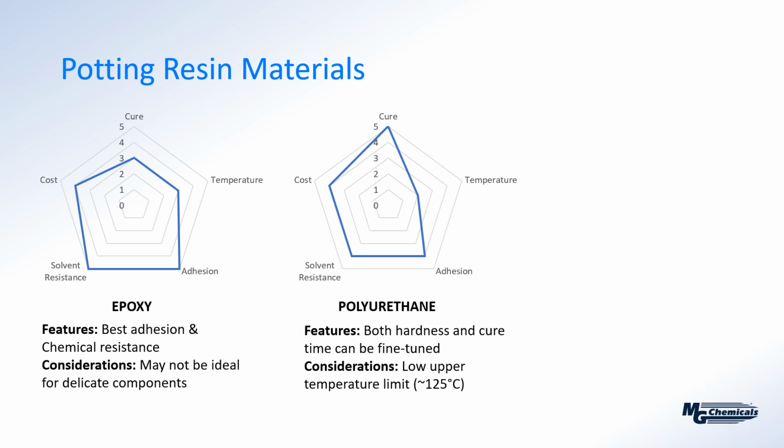Some of them can be almost a snap cure mechanism, whereas others can have an open, long pot life, which may be ideal in certain circumstances if you have a high volume demand. One of the things though that kicks out polyurethanes over other chemistries is the upper temperature limit. So typically about 120, 125 is about the tops that these materials can go before they start to thermally degrade. So that's typically what rules out polyurethanes for a lot of applications.